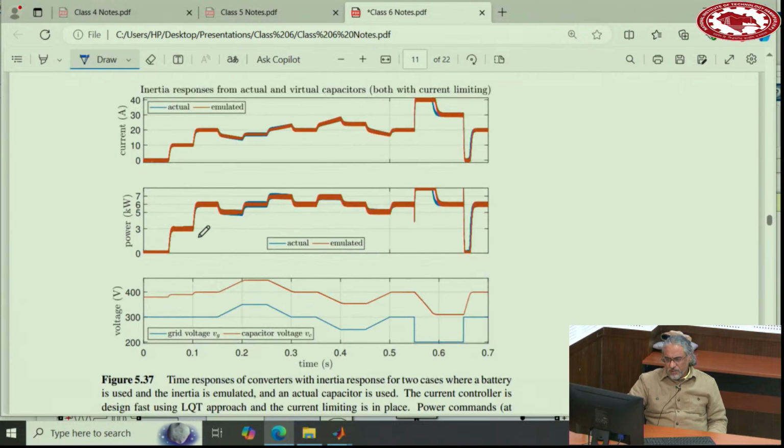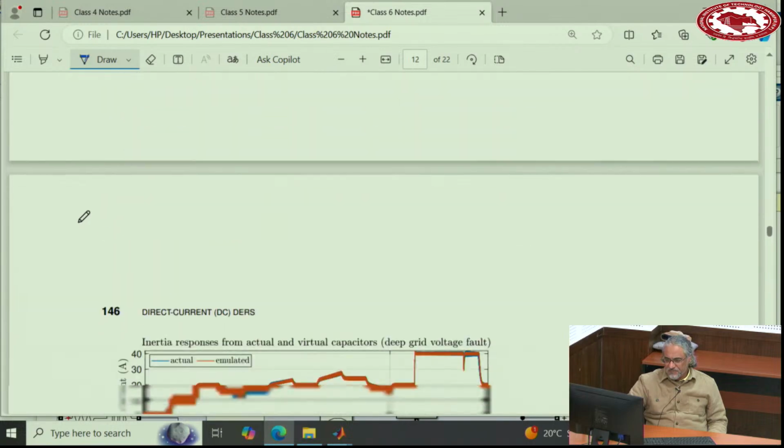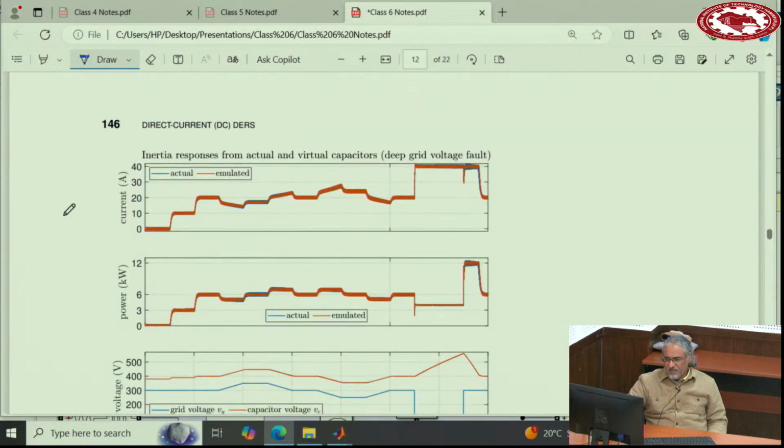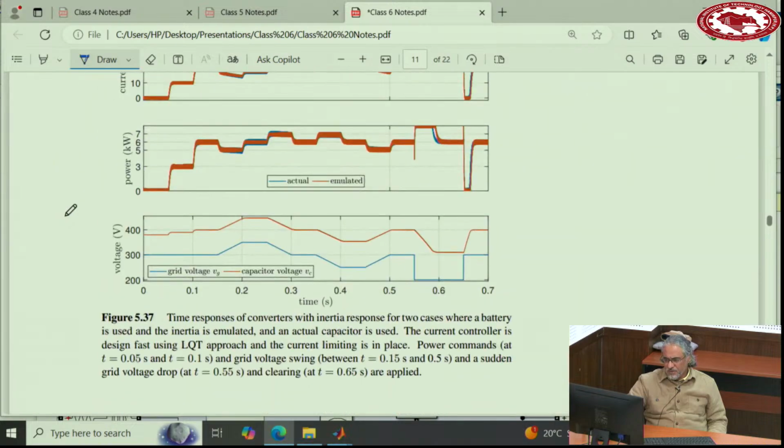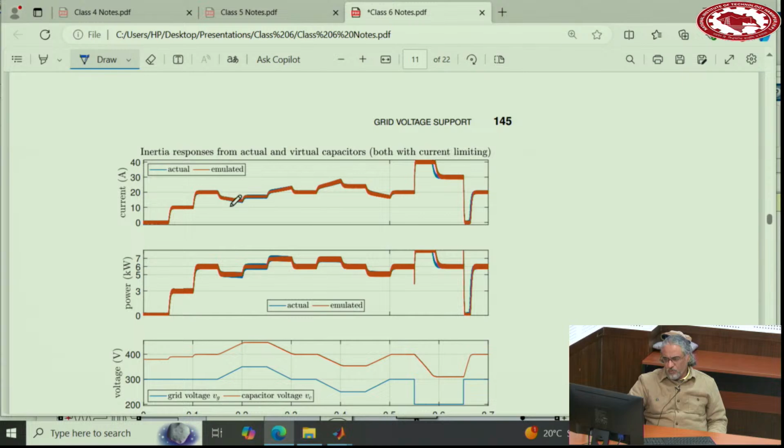So this simulation, which I'm going to run for you as well on the computer, shows that if you have an actual capacitor and if you have an emulated capacitor, they behave almost perfectly the same. Right? And I will show you the circuits. This is another simulation. This basically shows both of them together.